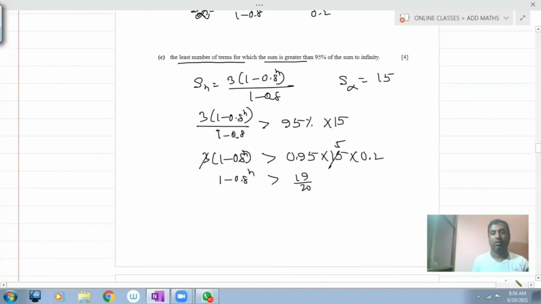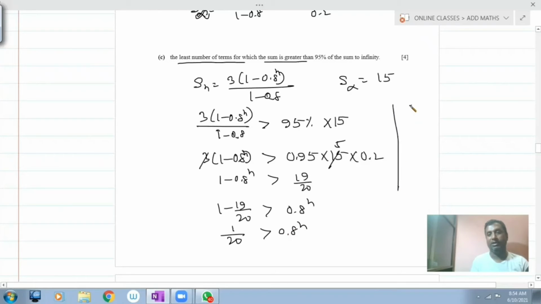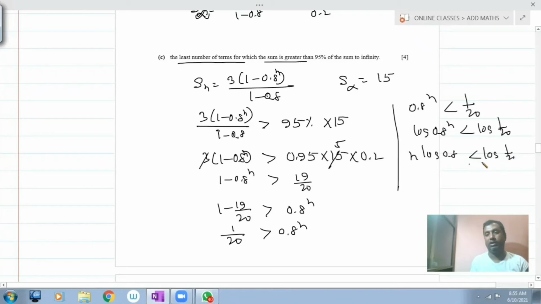Now let us take 1 minus 19 by 20 and rearrange, rather than 0.8 to the power n, and subtract. It becomes 1 by 20, so 0.8 to the power n is less than 1 by 20. Now take log on both sides: n log 0.8 is less than log of 1 by 20.